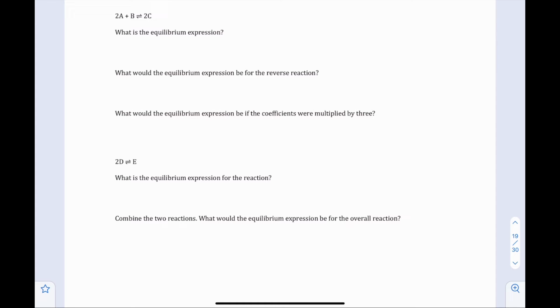In the example, we're given the reaction 2A plus B yields 2C. The equilibrium expression is the products over the reactants raised to their respective coefficients. The reverse reaction would change the equilibrium expression to reactants over products, and K would be 1 over K.